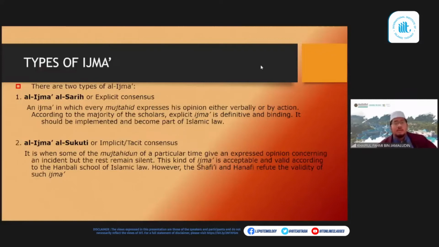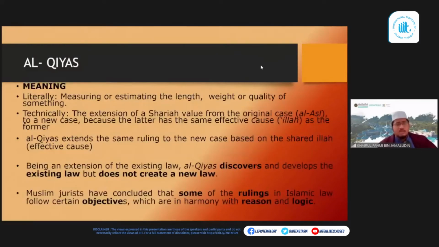Okay, qiyas. Number 4, the last of the muttafaq alayha, the agreed upon sources. Qiyas means measuring or estimating the length, weight, or quality of something. Technically, it is the extension of a Sharia value from the original case, al-asal, to a new case, because the latter has the same effective cause, the same illah as the original case. We extend the same ruling to the new case based on the shared illah.